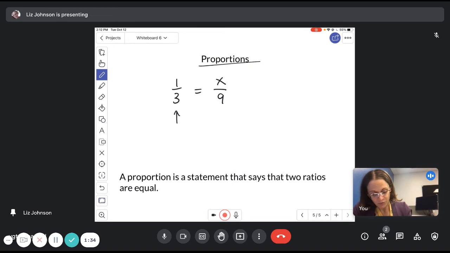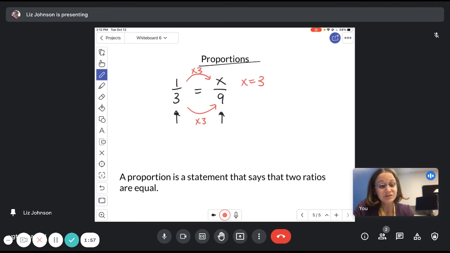This side is equal to 1/3, so this side is too. Well, what fraction is equal to 1/3 that has a 9 in the denominator? Hmm. To think about it, you could look at relationships between these two ratios. Let's see, 3 times 3 is 9, and 1 times 3 is 3.